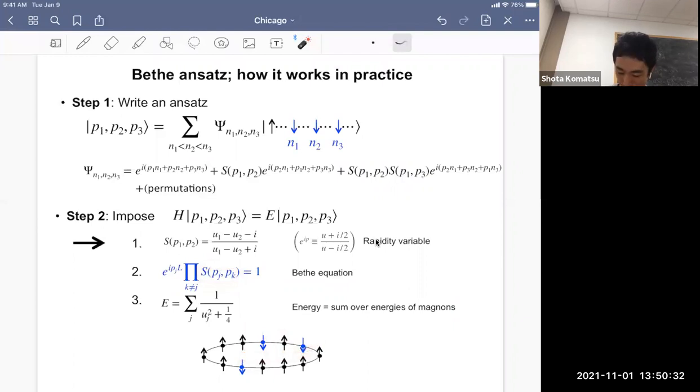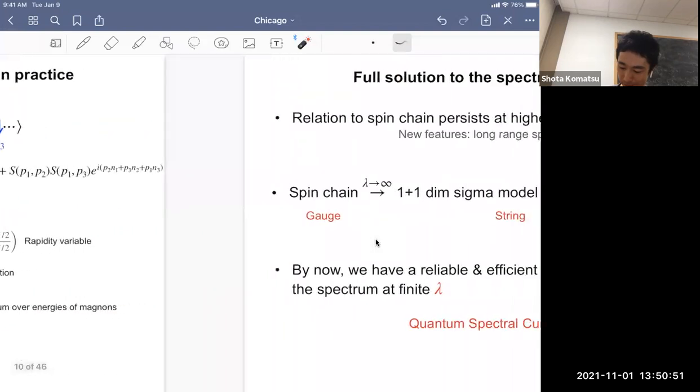And thirdly, once you determine the set of momenta by this equation, solving this equation also tells you that the energy of the state is just given by the sum over energy of individual magnon states. So this is how Bethe ansatz works in practice.